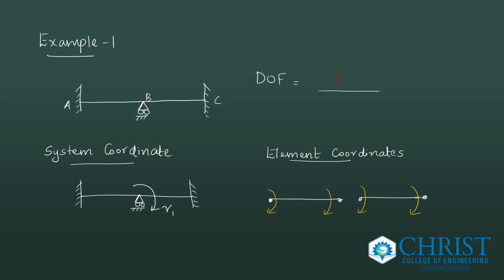So, hence, the degrees of freedom is 1. The system coordinate is also 1. We define the system coordinate as R1. Now, for the element coordinates, each element will have two rotations or moments, which may be represented as 1 dash, 2 dash, 3 dash, and 4 dash.